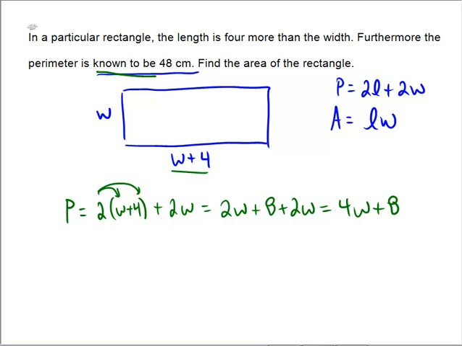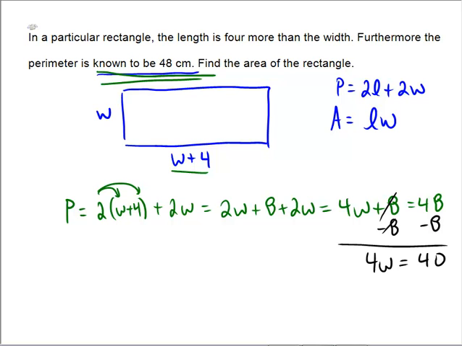But then in the problem, you know that the perimeter is actually equal to 48. So now this yields an equation that we can use to solve for w. Subtract 8 from both sides, cancel, 4w equals 40, and then divide and get that w equals 10. Now this doesn't solve the problem because the problem is asking for an area.